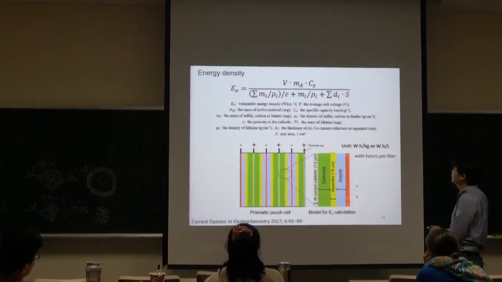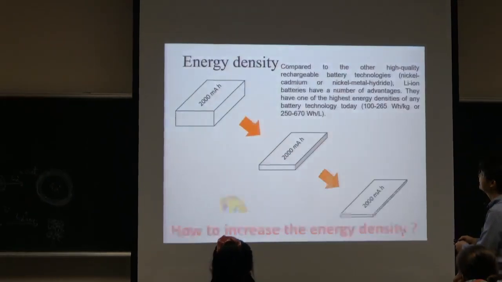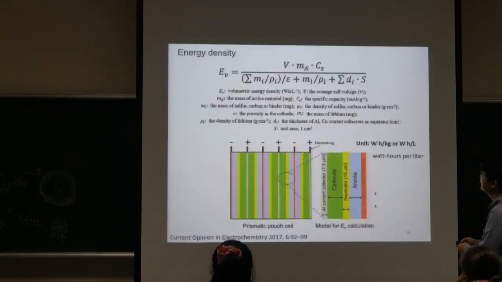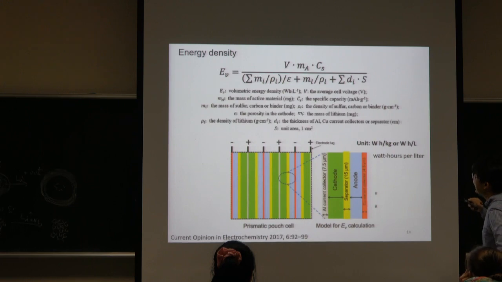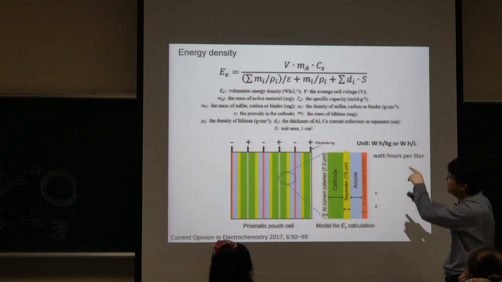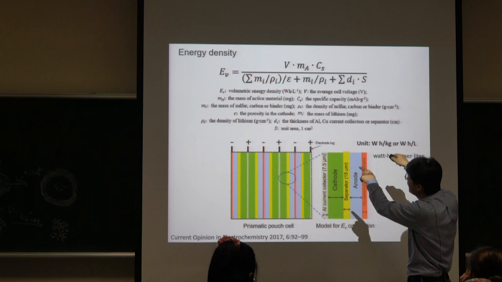Now, because here we have the output voltage, active mass and specific capacity, you have to divide it by the total mass. That is the first term. Let's calculate the first term.